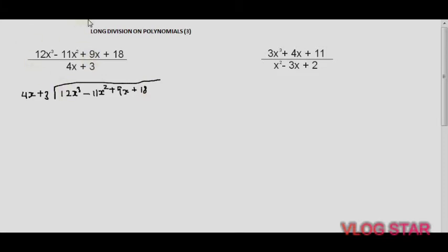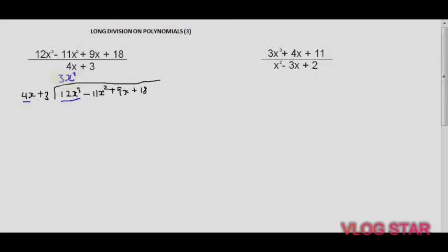Now the first thing I said you do is to pick the first term here, right? The first one here is 12x cubed. So next thing is to divide your 12x cubed by 4x over here. When we divide 12x cubed by 4x, 12 divided by 4 is 3. Now x cubed divided by x, x takes one of the x, so we're going to have just x squared over here.